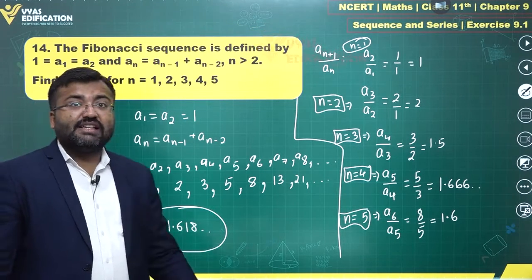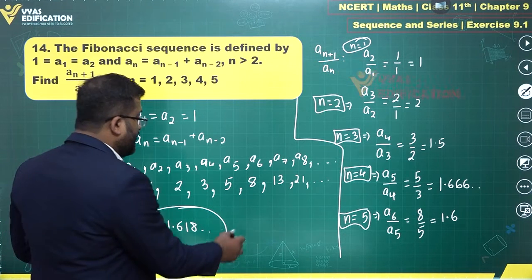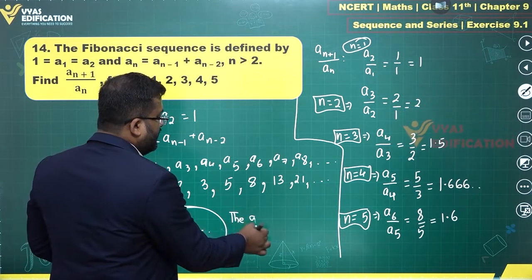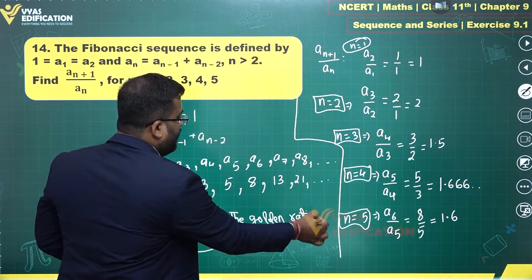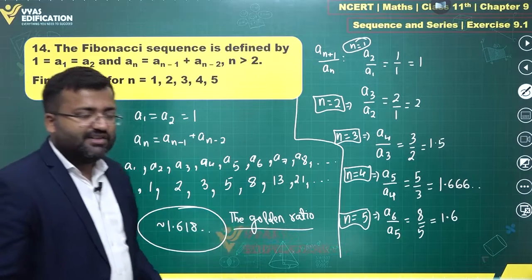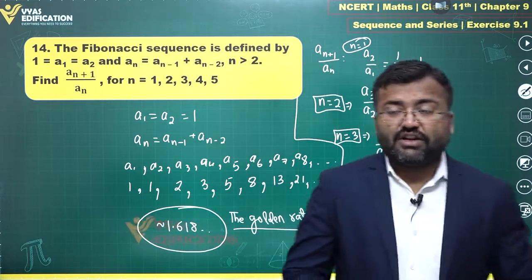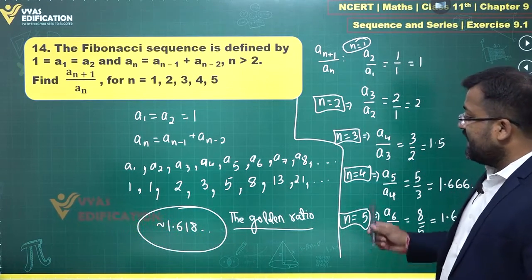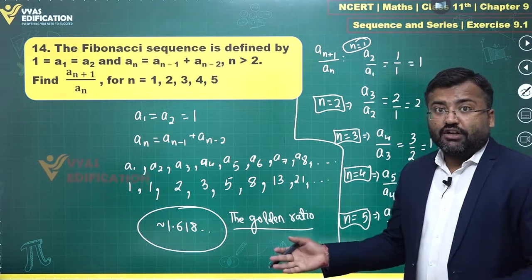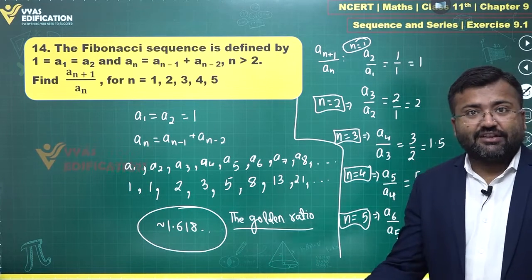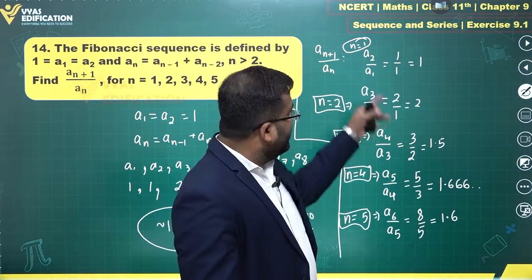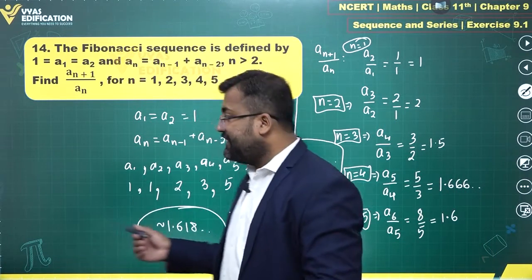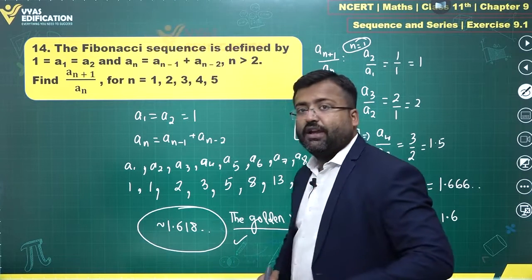This particular value is actually called the golden ratio. It is found at many places in nature in general, and it is also related to this Fibonacci sequence, as we have seen, right? One important mathematical concept, actually not useful for NCERT, but this particular ratio directly relates to this particular thing over here.